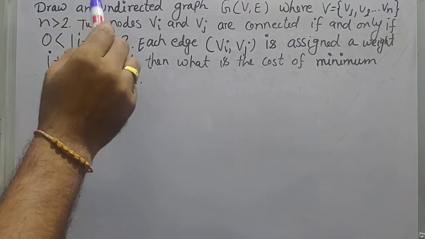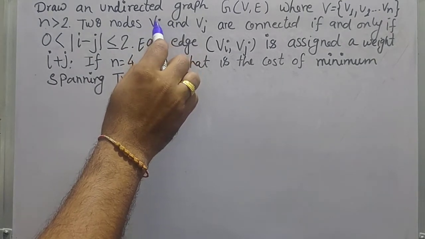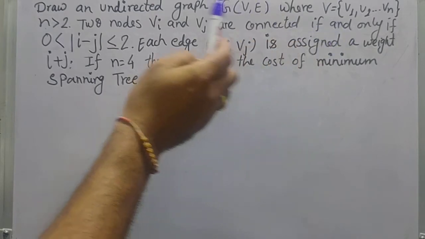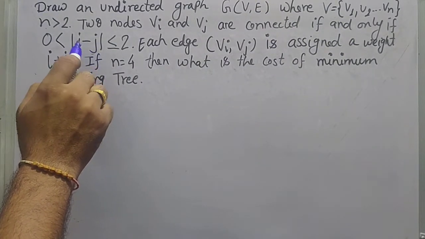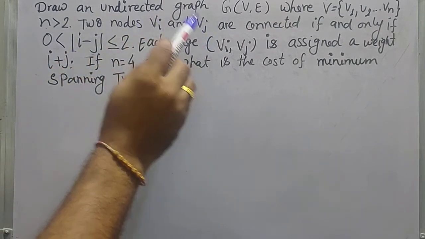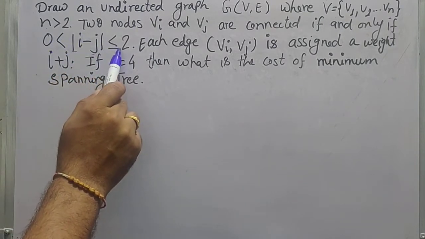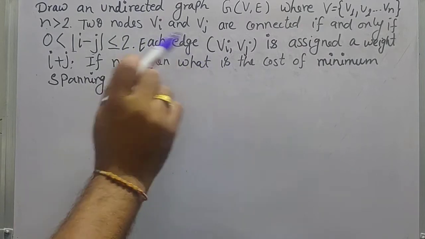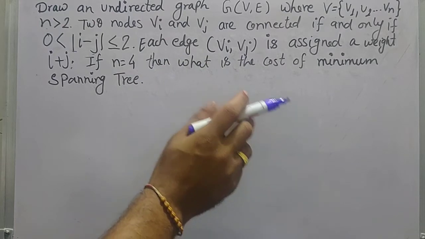Now the two nodes Vi, where i is the index of this node, and Vj are connected if and only if the difference between these two indices, the index of node 1 and index of node 2, is greater than 0 and less than or equal to 2. Then only the edge will exist, otherwise the edge will not exist between Vi and Vj.